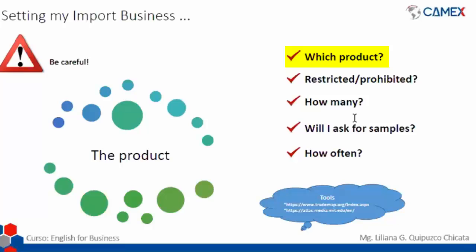After I decide which product, I have to check if the product is restricted or prohibited. For example, for restrictions, if I want to import cosmetics, makeup, the makeup has some restrictions because it is a product that is going to go on people's faces, right? So we have to be careful with that, and we have to check it with the entity of the government that is in charge of emitting the permissions.